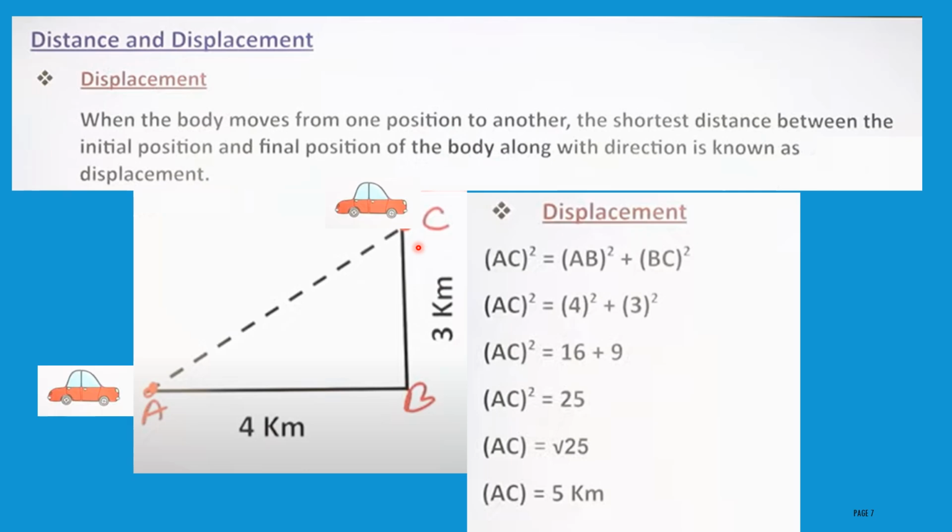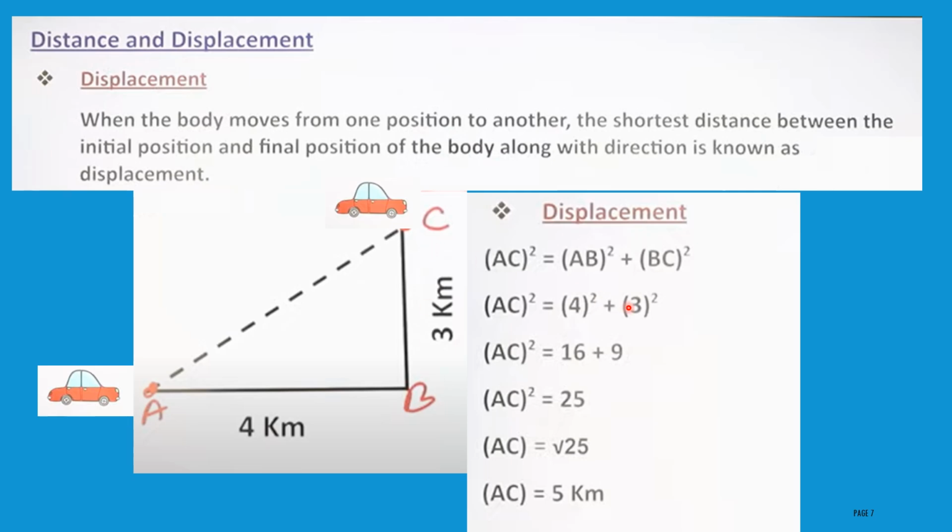Displacement is nothing but the shortest distance between the initial position and final position. Here the initial position is A, and the final position is C. The car changes its direction. It covers 4 kilometers from A to B, and 3 kilometers from B to C. This distance we know. Then we want to calculate the distance between A and C. This distance we don't know. The distance between A and C is nothing but displacement. According to Pythagoras theorem, AC square equals AB square plus BC square. Then AC square you have to calculate. You know the value of AB. AB is 4. Therefore, AB square means 4 square, plus, you know the value of BC.